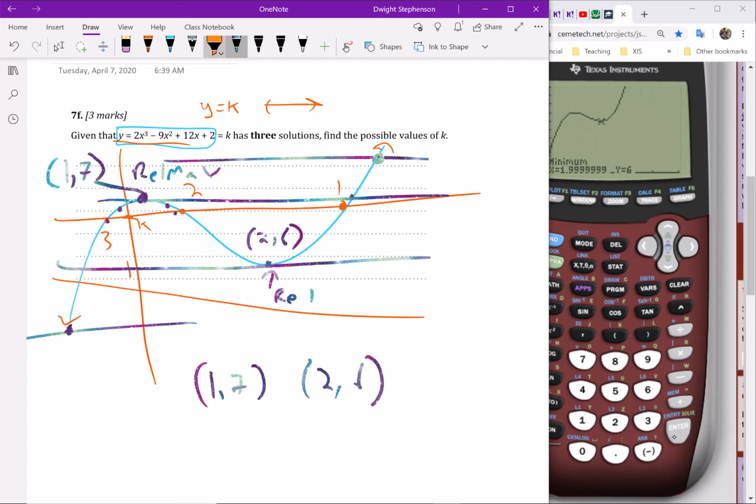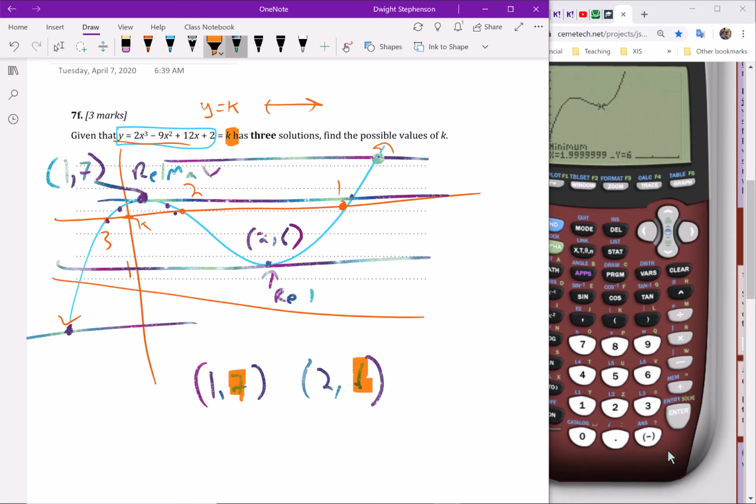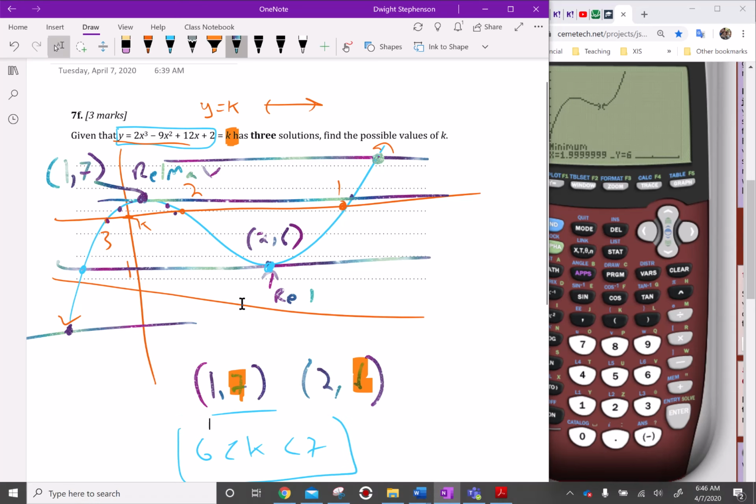What we're concerned about here is the y values, because y equals k is the horizontal line, and so k must be between 6 and 7, not including 6, not including 7, because if you include them, then it's only 2 points of intersection, right? 1, 2, and that's only 2 solutions. So you can't include 6 and you can't include 7, right? And I think that's it for that one.